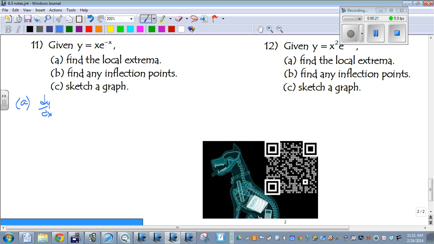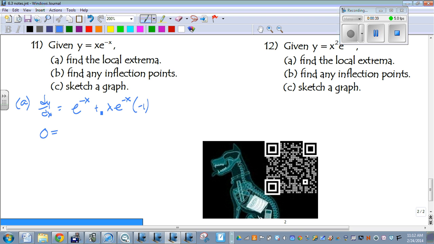So let's find dy/dx. We're going to need the product rule here. The derivative of x is just 1, times e to the negative x, plus x times the derivative of e to the negative x, which is e to the negative x times the derivative of negative x, which is negative 1.